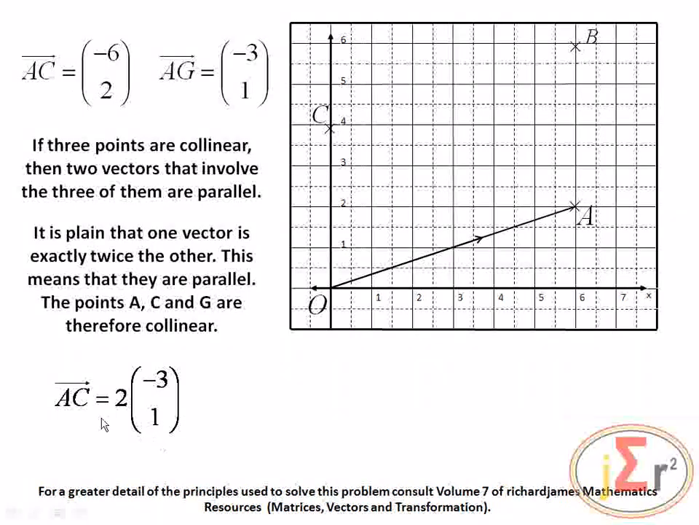So notice that we have 2 times negative 3, 1. But negative 3, 1 that we have right here is the vector AG. So AC is equal to 2AG, and we are sure that the 2 vectors are parallel. Therefore, the points A, C, and G have been proven to be collinear.